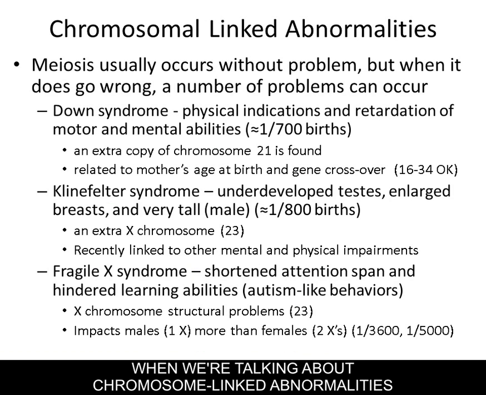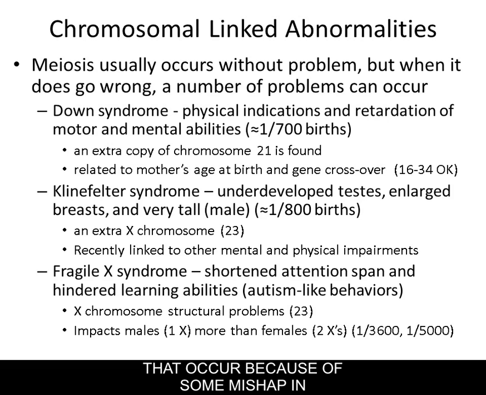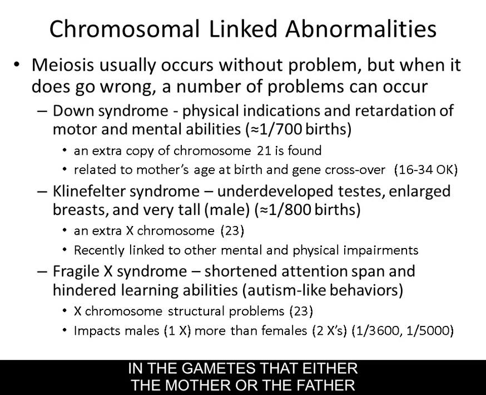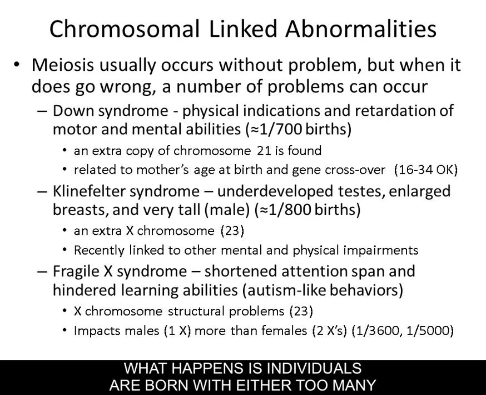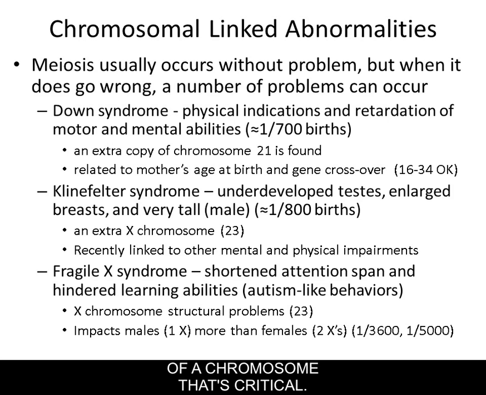When we're talking about chromosome-linked abnormalities, what we're actually looking at very often is problems that occur because of some mishap in the meiosis process that's actually occurring in the gametes that either the mother or the father is producing. And when this problem occurs with the meiosis, what happens is individuals are born with either too many or too few pieces of information of a chromosome that's critical.